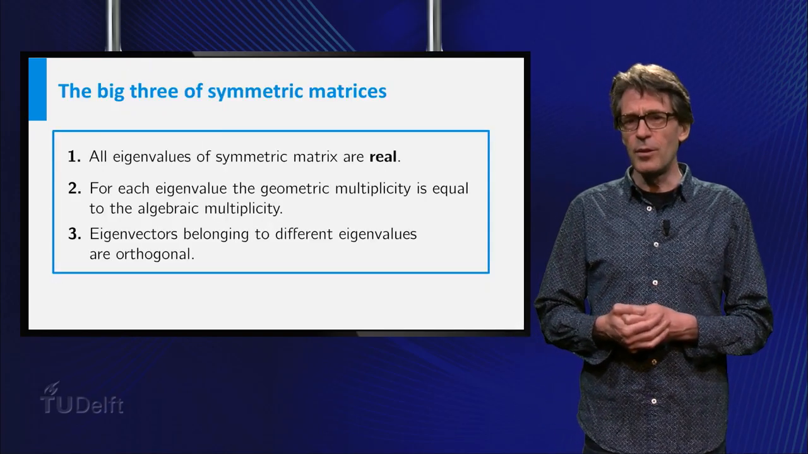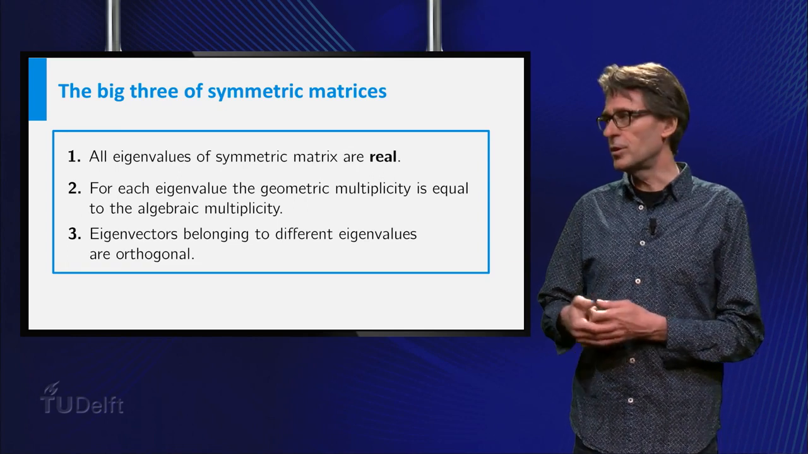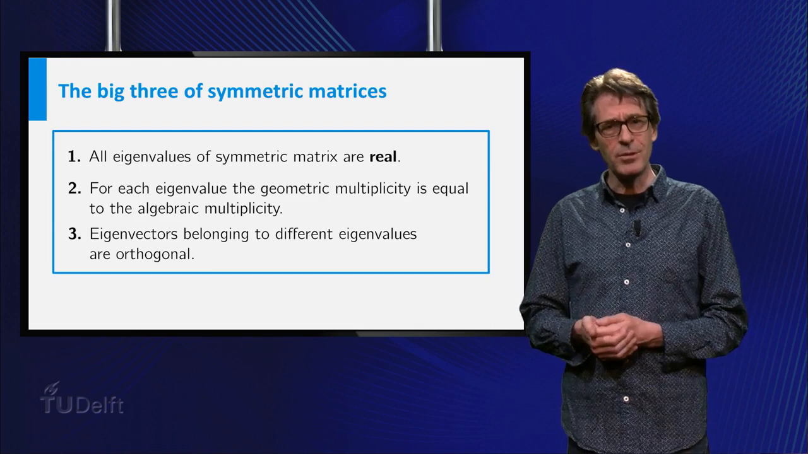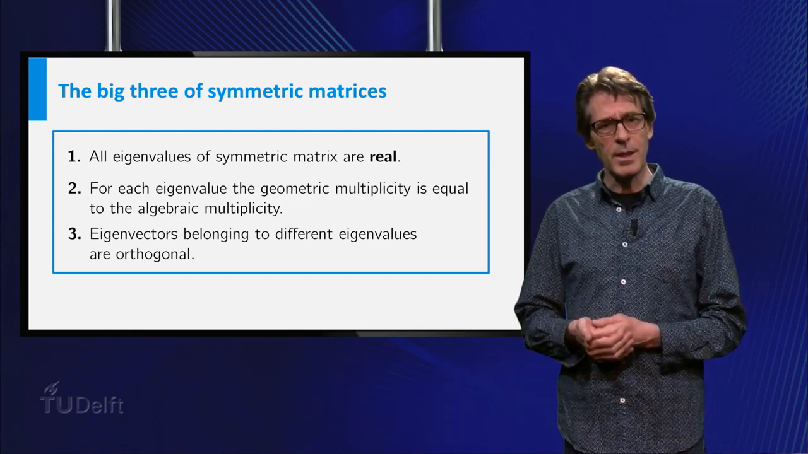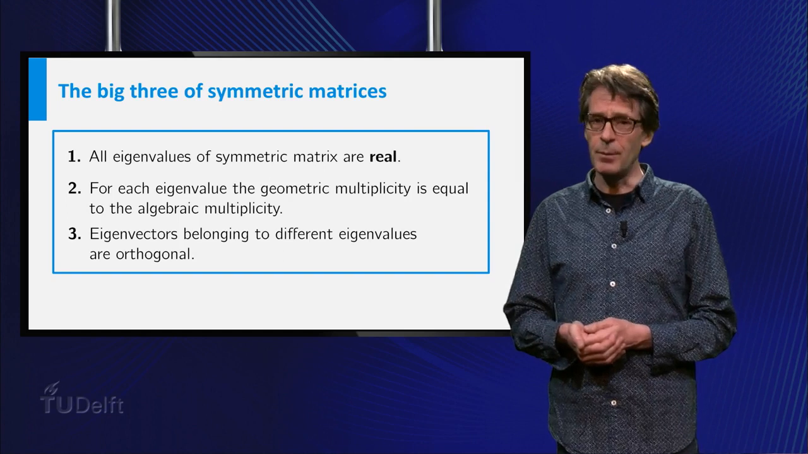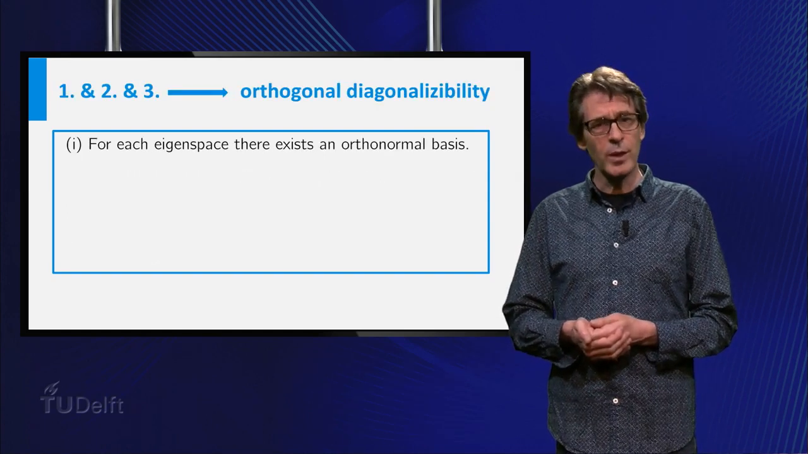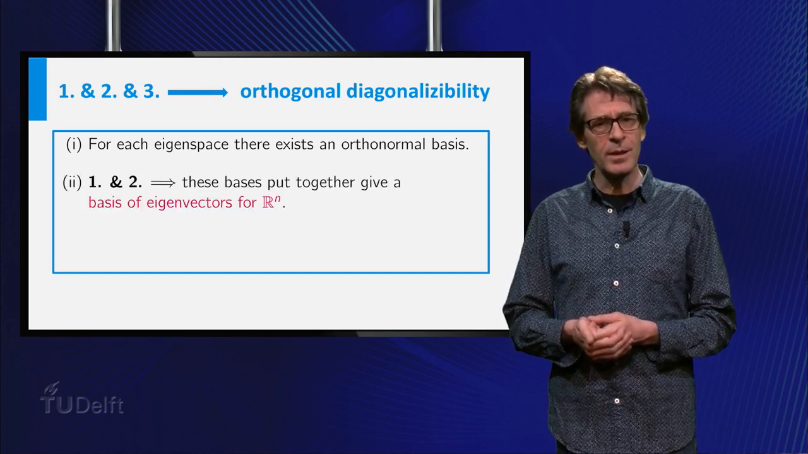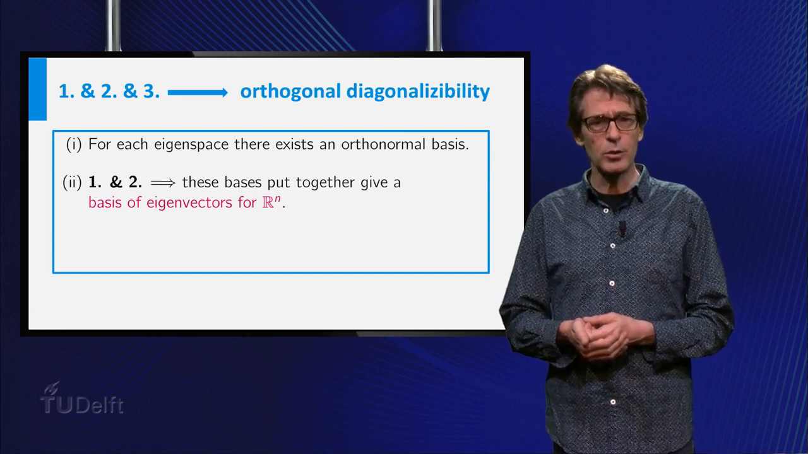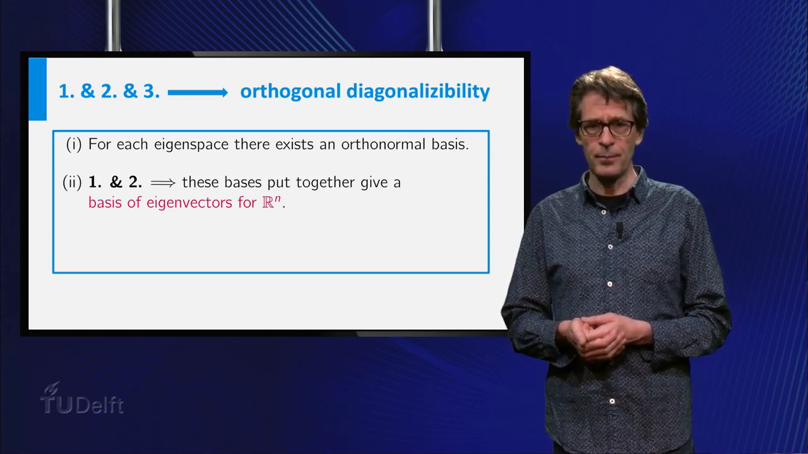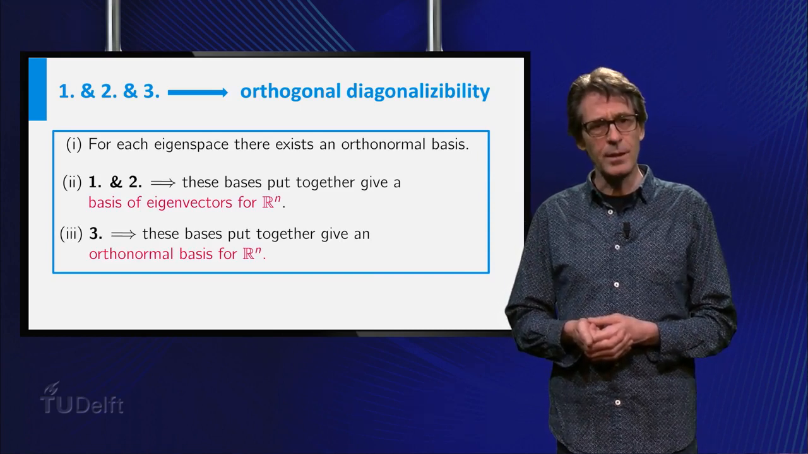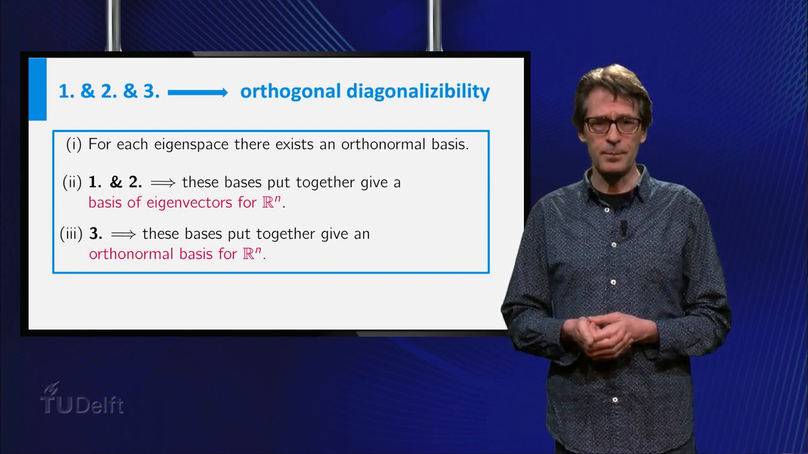Here you see the three important properties of symmetric matrices again. The third property implies that the matrix that diagonalizes A may be taken orthogonal. Namely, for each eigenspace you can construct an orthonormal basis using the Gram-Schmidt process, and these bases put together give a basis consisting of eigenvectors for the whole R^n. Because of the orthogonality property 3, this is automatically an orthonormal basis of R^n.